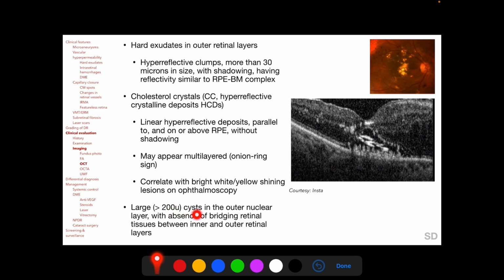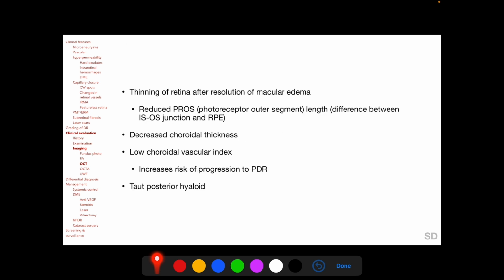Large cysts in the outer nuclear layer with absence of bridging retinal tissue are also considered to be a poor prognostic marker, and other poor prognostic OCT markers include thinning of the retina after resolution of macular edema, decreased choroidal thickness, low choroidal vascular index, which increases the risk of progression to proliferative diabetic retinopathy, and taut posterior hyaloid, which we have described. We have discussed choroidal vascular index in the session on pachychoroid spectrum.